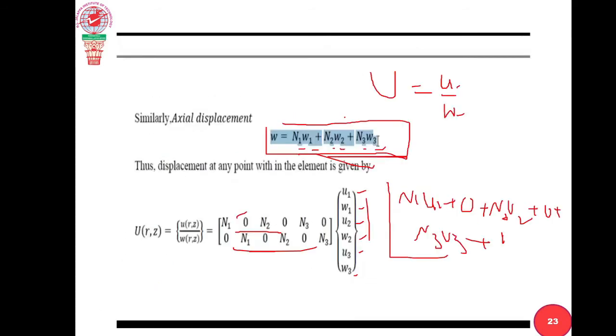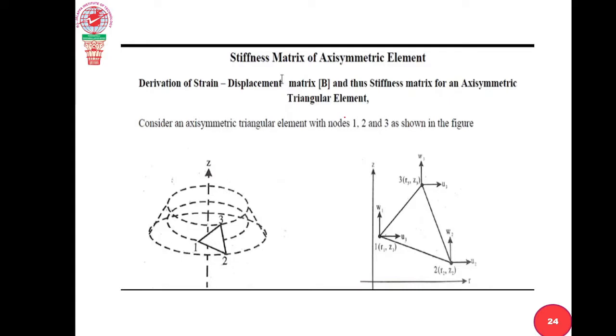That is called derivation of the stiffness matrix for an axisymmetric element, or we can call it derivation of the strain displacement matrix and stiffness matrix. Means in order to get the stiffness matrix, you have to first derive the strain displacement matrix, then only you get the stiffness matrix. That is what we are going to do, as we derived for the 1D bar, trusses, beams and all. Now we have to derive the stiffness matrix. Understood?